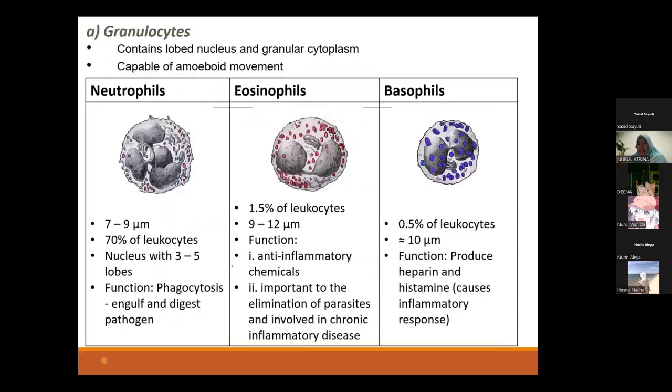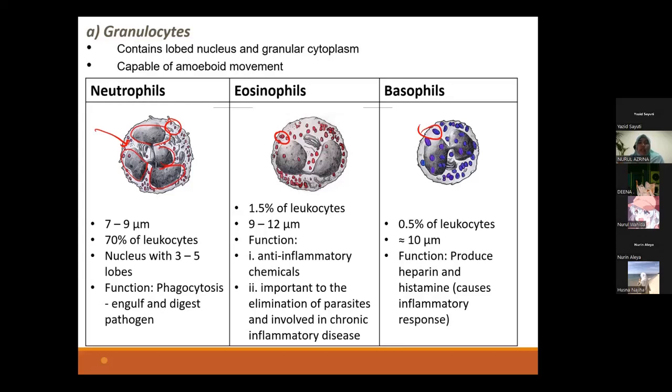Right. So now we are going to discuss in detail the three types of granulocyte white blood cell. You can see all of the cytoplasm has granules. You can see the dots, meaning that is granulocyte. Number two is look at the nucleus. This is what we call lobed nucleus: 1 lobe, 2 lobes, 3 lobes, 4 lobes.